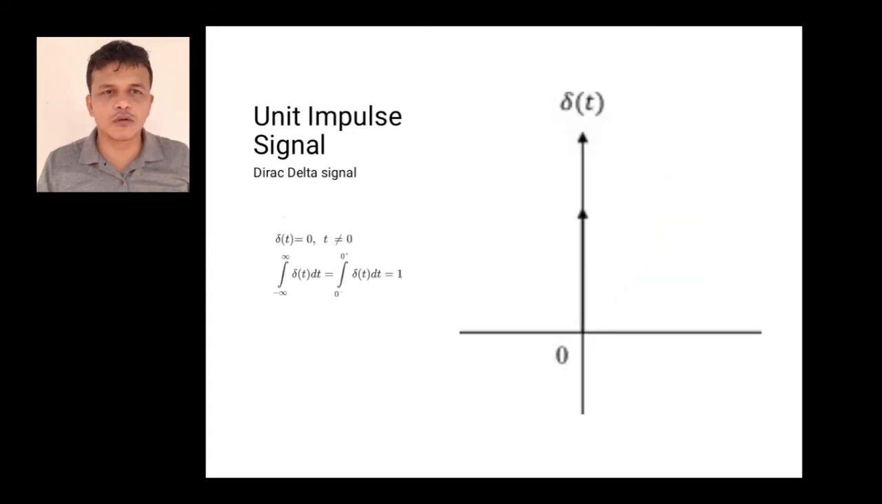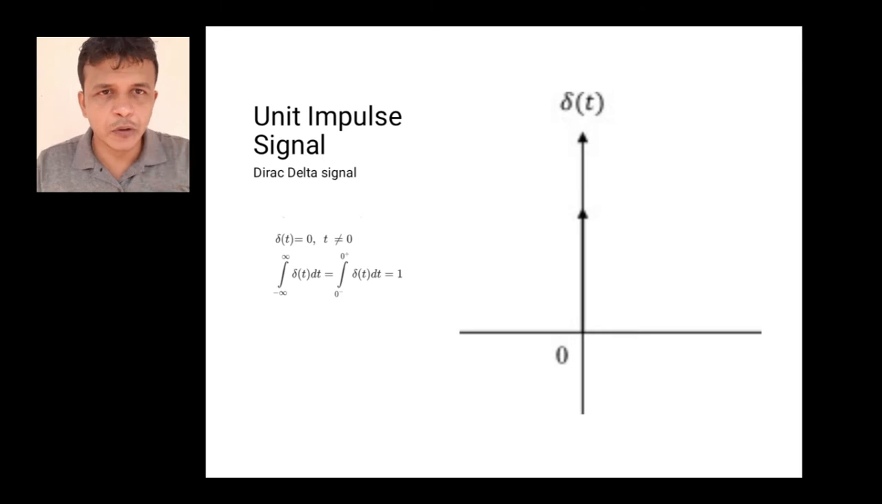Now let us go to the next signal, the unit impulse signal, a very important signal. Out of all the signals, the unit step signal and the impulse signal are very important test signals to test a system. That is why we call the response of the system the impulse response or step response, depending upon the signal that we are giving.